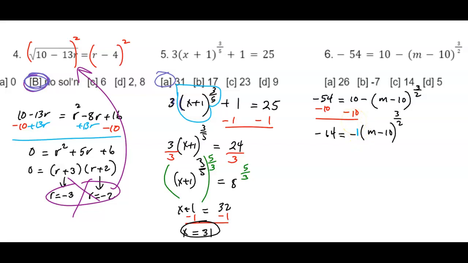I still do need to take care of that. That is something that is in the way of us solving for that equation that has a rational exponent. So I'm going to divide both sides by negative 1. That's just going to make the left positive, so I get 64 equals (m minus 10) to the 3/2. And once again, to undo that rational exponent, I'm raising both sides to the reciprocal power, so I'm raising both sides to the 2/3.